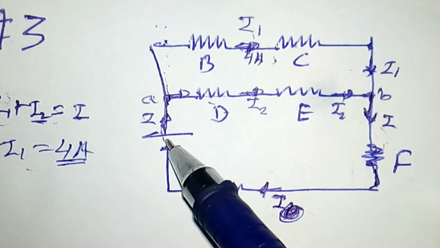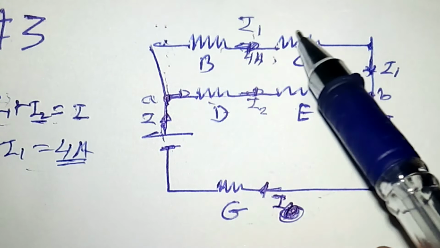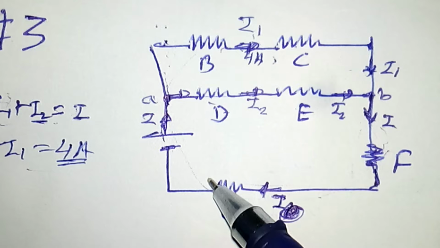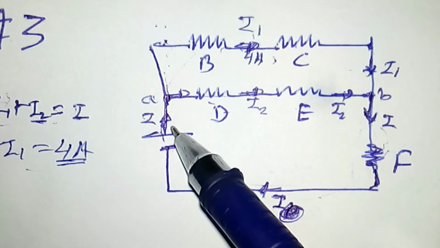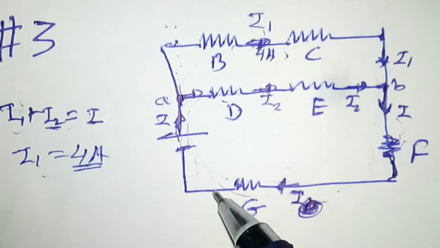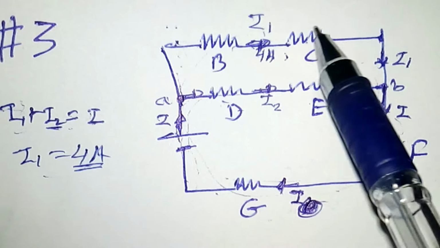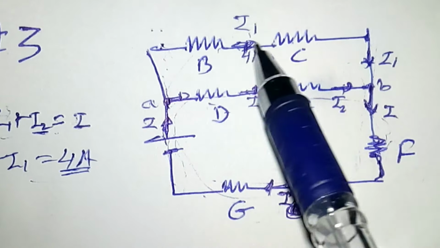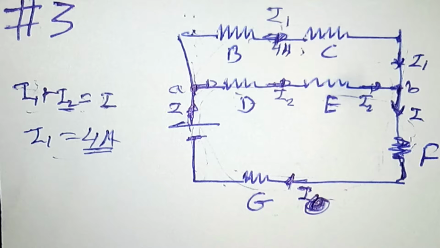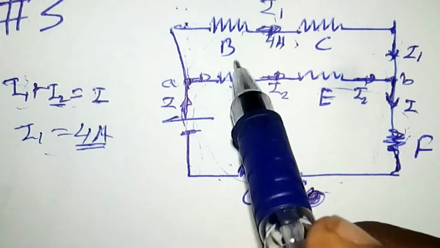One loop includes resistors F, G, B and C, and the second one is the loop which includes the resistors D, E, F and G. I also have a third option, which is the loop including B, C, E and D. But the simplest way is to take this loop, the loop that includes resistors B, C, E and D.